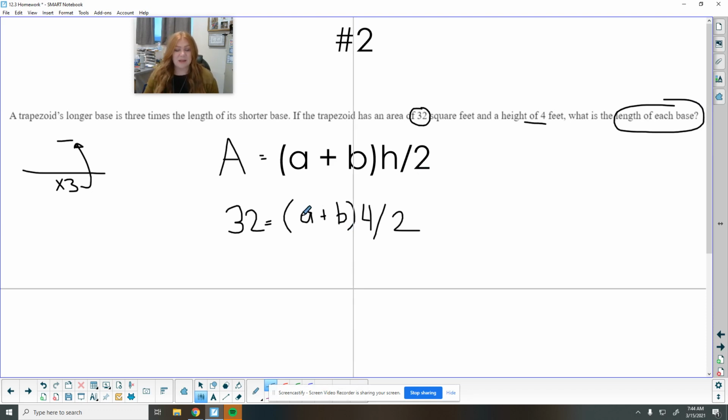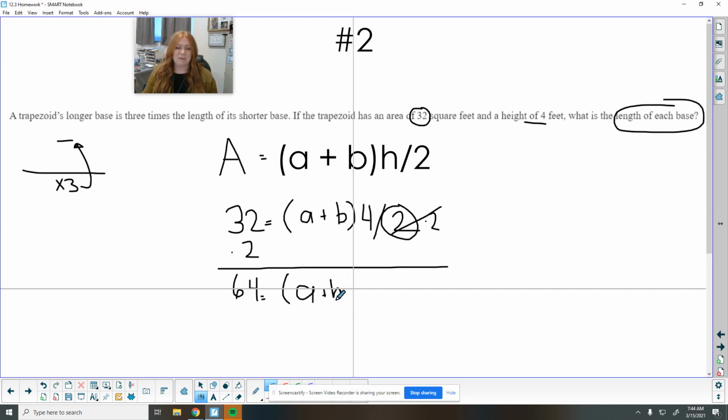The first thing that we need to do: normally the last thing we would do is divide by 2, so we're going to do the opposite of that and multiply by 2 on both sides. Go ahead and do that and then come back to see our next step. So this cancels out, and here we have 64. We bring everything else down, equals A plus B times 4.